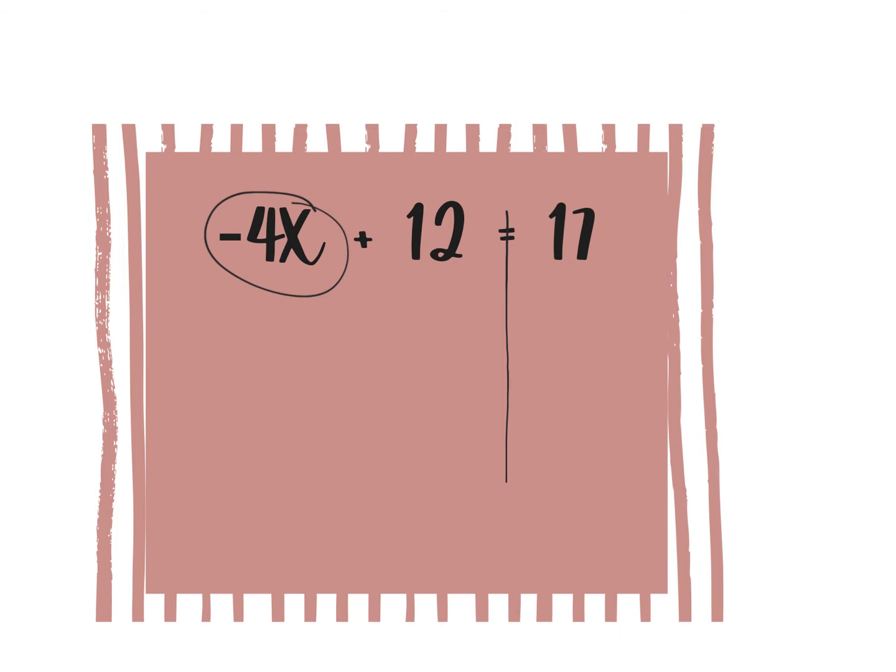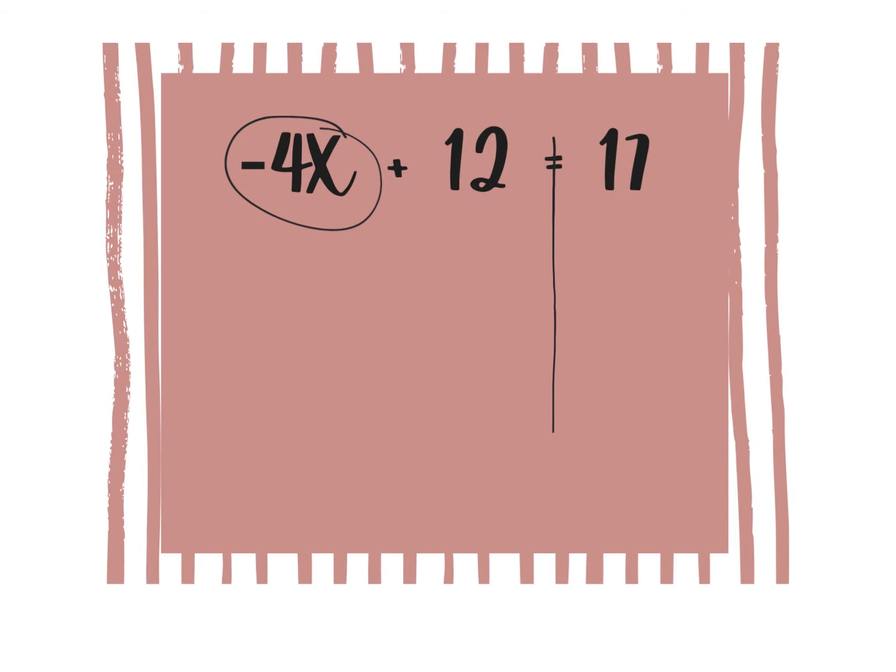In this case, it's the negative 4x. That's what we are isolating. To do that, I need to use an opposite operation. So I see that there's a plus 12. We're adding 12. The opposite operation for that would be to subtract 12, and to do so from both sides.